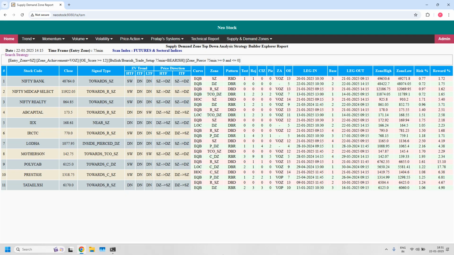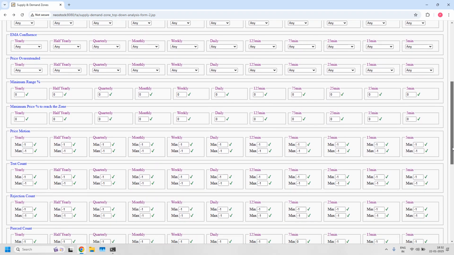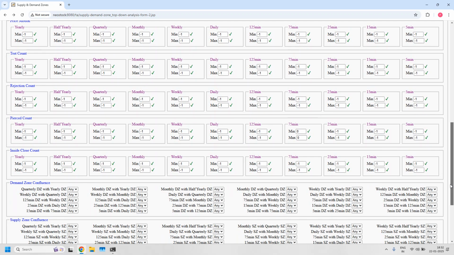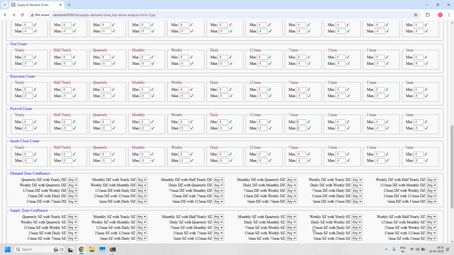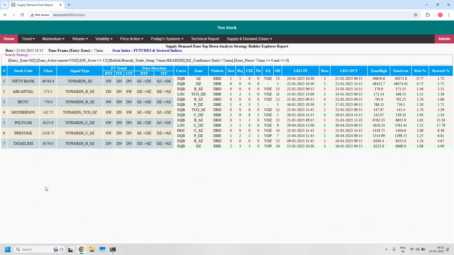So the first filter is LTF and ITF supply zone confluence. That is 75 minutes and daily supply zone confluence. I am enabling the filter. With this filter, we got 7 stocks. In all these 7 stocks, these 75 minute supply zones are overlapped with the daily supply zone. And the daily trend is down in all these stocks.